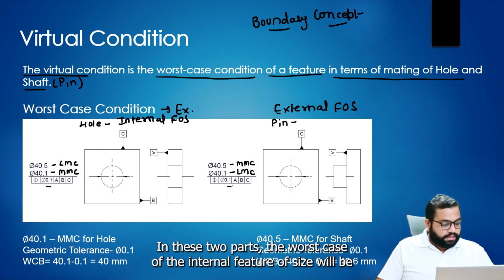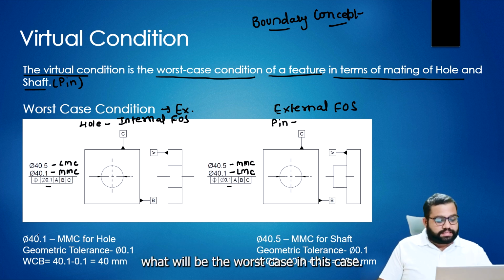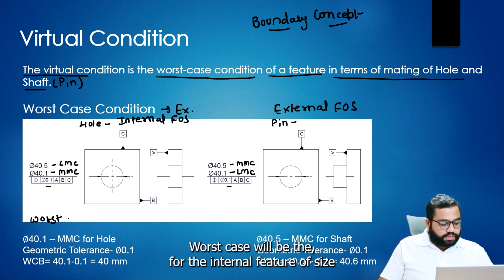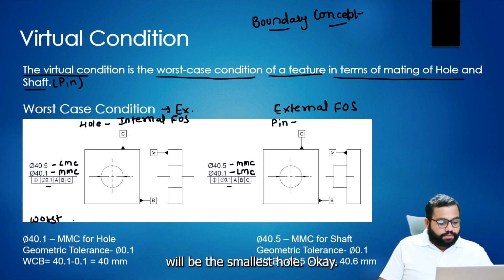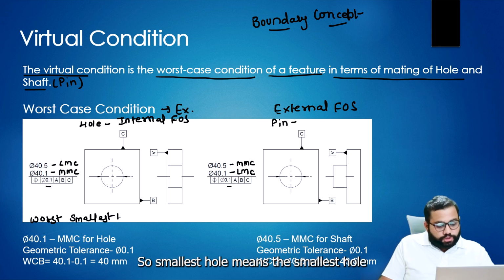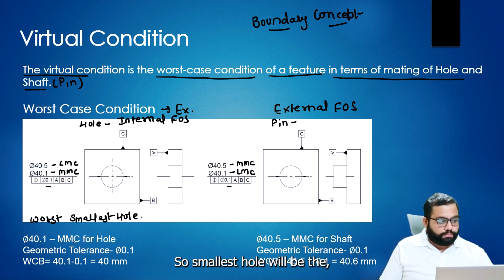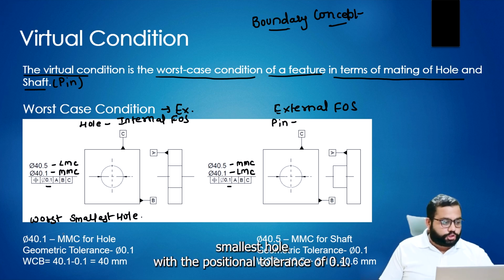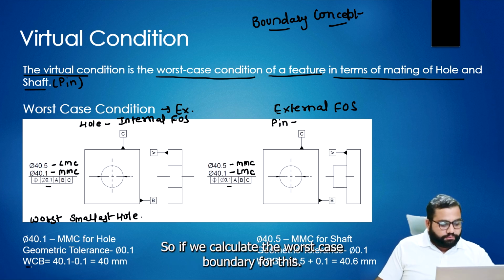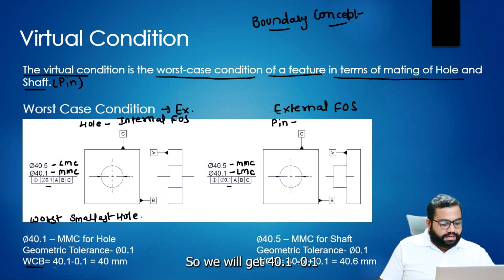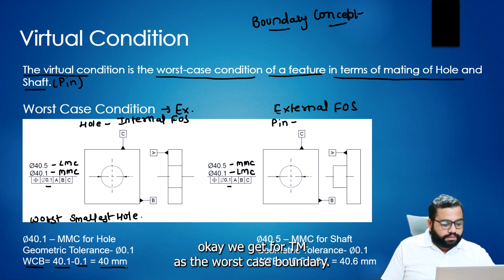In these two parts, what will be the worst case of the internal feature of size? The worst case for the internal feature of size will be the smallest hole. Smallest hole means 40.1, the maximum material condition for the hole, with the positional tolerance of 0.1. So here is the worst condition. If we calculate the worst case boundary, we get 40.1 minus 0.1, which is 40 mm as the worst case boundary.